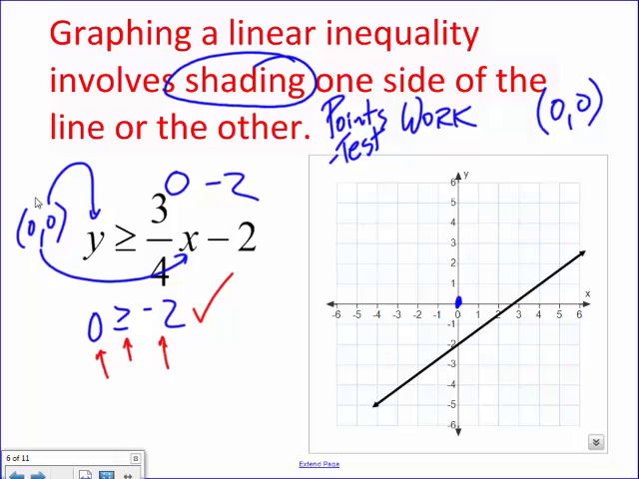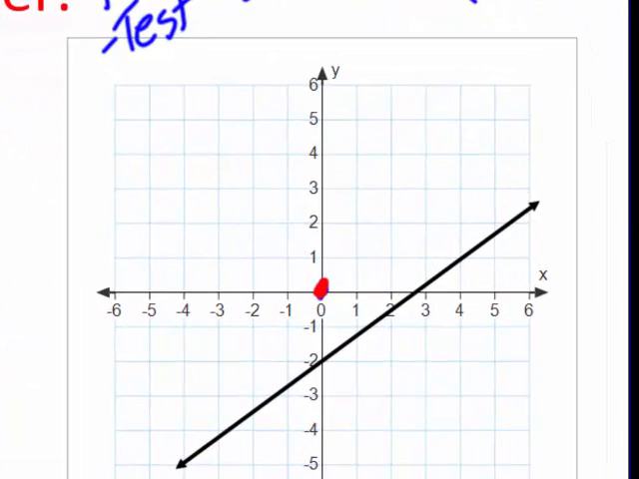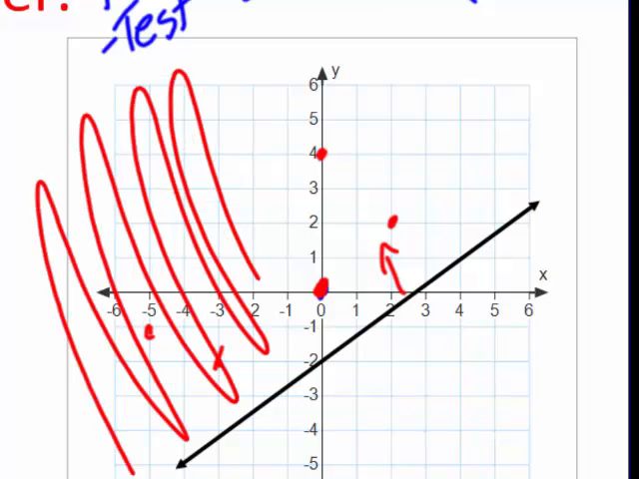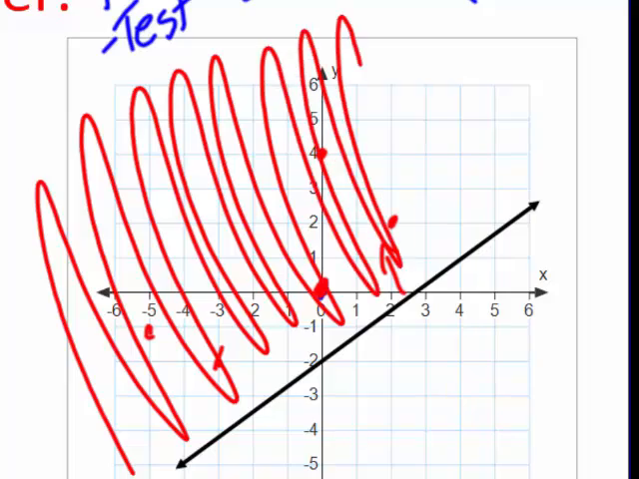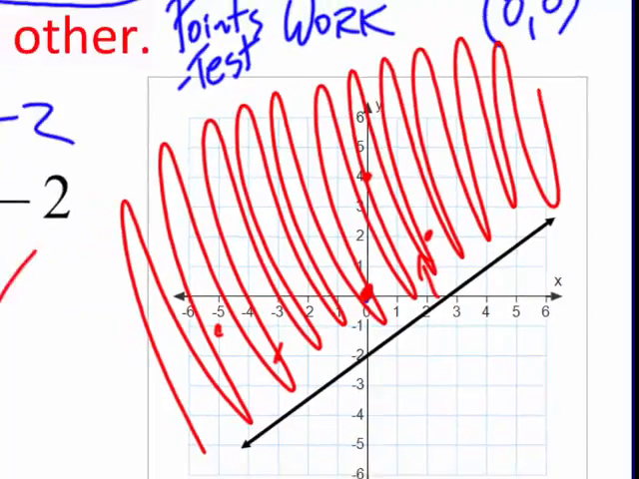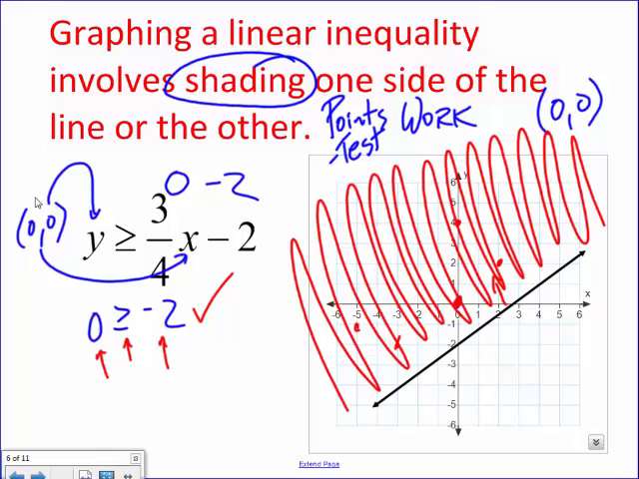So since this point worked, every single point on that side of the line works. This point would work, this point would work, all these points would work. So we shade this side. We basically color it in to show that all these solutions work. And guess what? Since I have a solid line, any point that I would plug in right on the line would work as well. That's why this equal to is here. And we'll show that to you in just a bit. So we just shade the side that works.